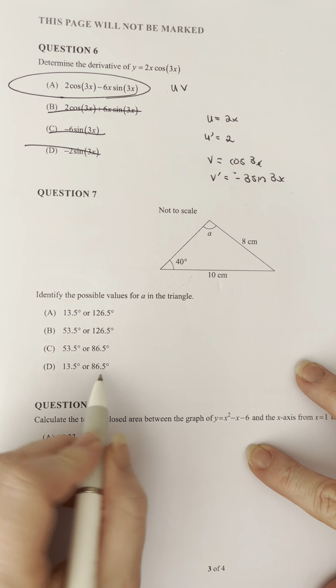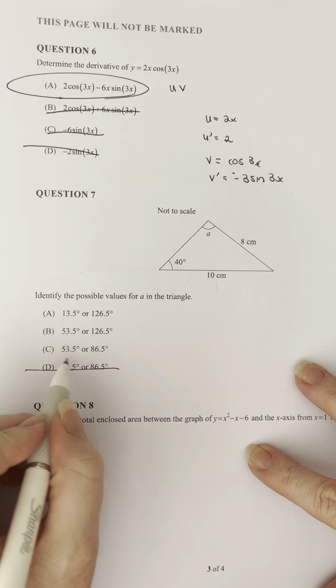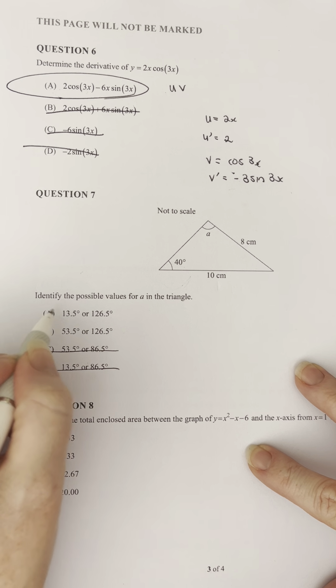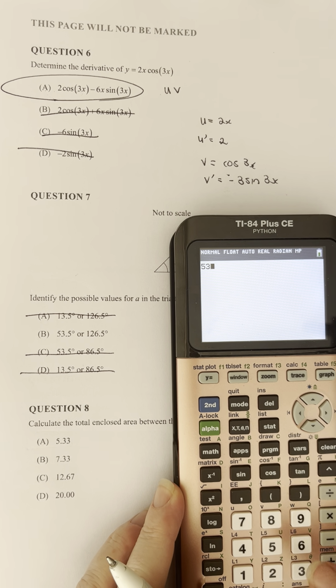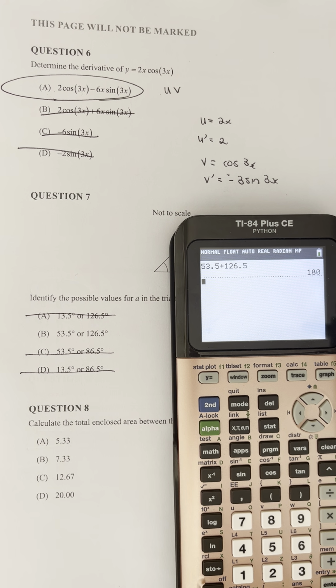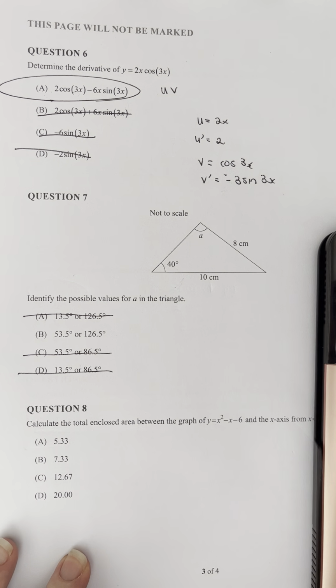So 13.5 and 86.5 obviously gone, 53.5 and 86.5 gone, 13.5 and 126.5 gone, which leaves us with the 53.5, and double checking that, we get 180. So you could have gone through and solved for one of the angles there, but knowing that we're looking for that ambiguous case scenario and knowing that they have to add to 180 means we can jump to that answer really quickly.